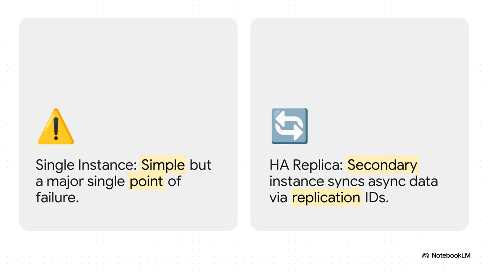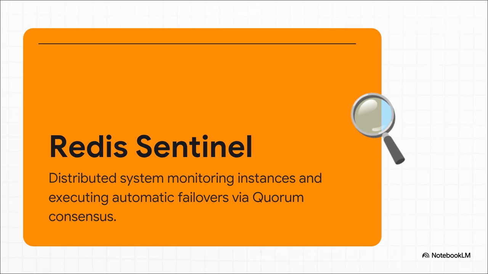The main instance asynchronously syncs its data over to a secondary one using a replication ID and an offset counter. If that secondary node ever falls behind, it literally just asks the main instance for the missing commands based on that offset. Once the ID and offset match, boom, they are perfectly in sync. But wait, what happens if that main instance physically dies? You need a way to automatically promote that secondary replica. Enter Redis Sentinel.